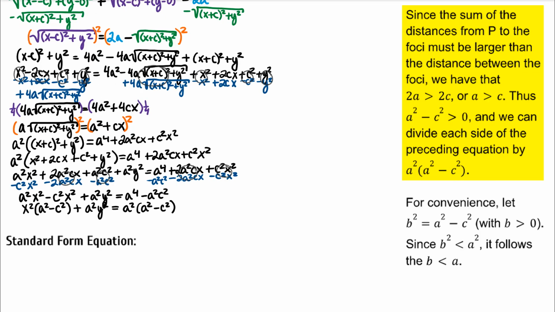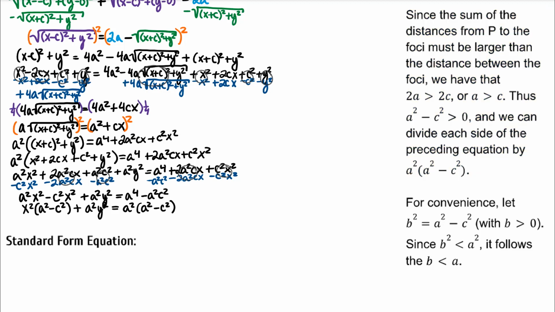Since the sum of the distances from P to the foci must be larger than the distance between the foci, we have that 2a is greater than 2c, or a is greater than c. Thus, a squared minus c squared is greater than 0. And we can divide each side of the preceding equation by a squared times a squared minus c squared.